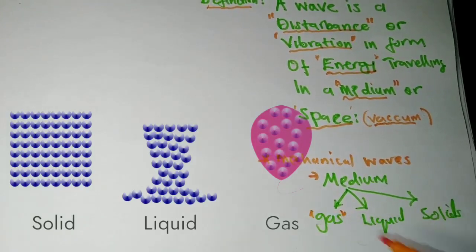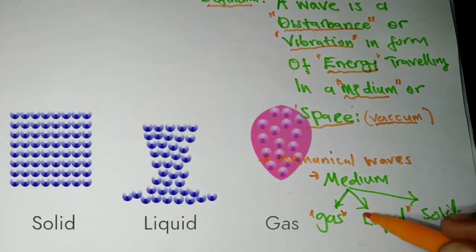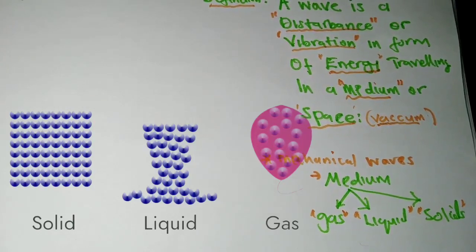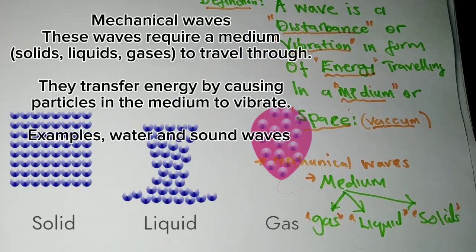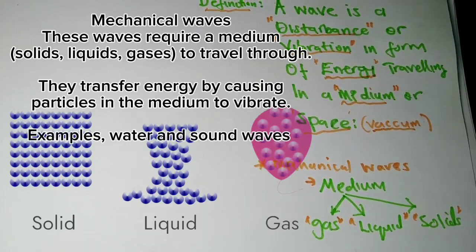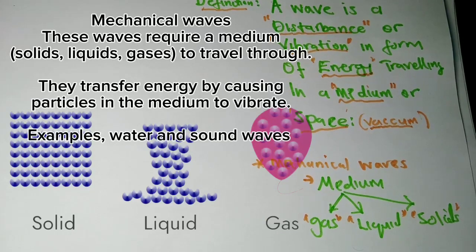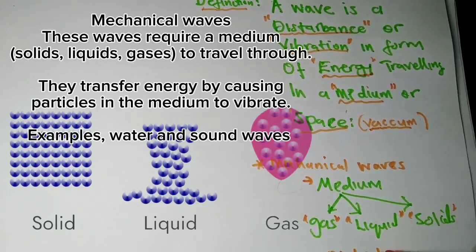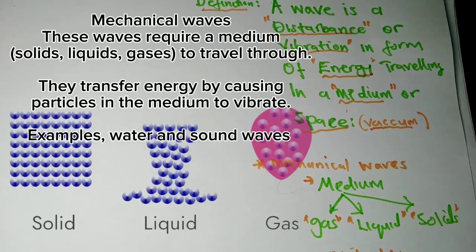Since we said a wave can travel in a gas, in a liquid, and in a solid, what happens is that when mechanical waves are formed, they transfer energy by causing the particles in this medium to do what? To vibrate.